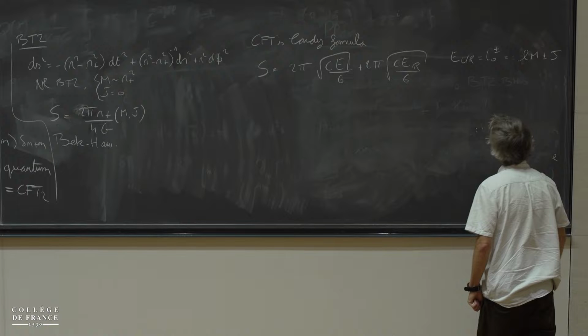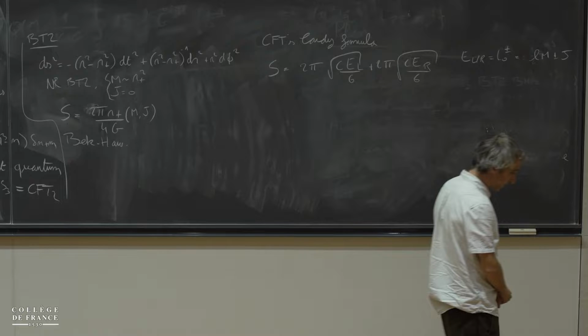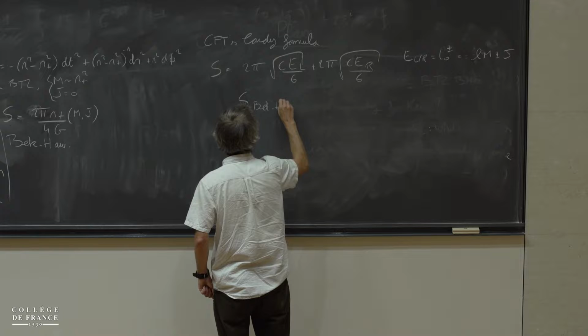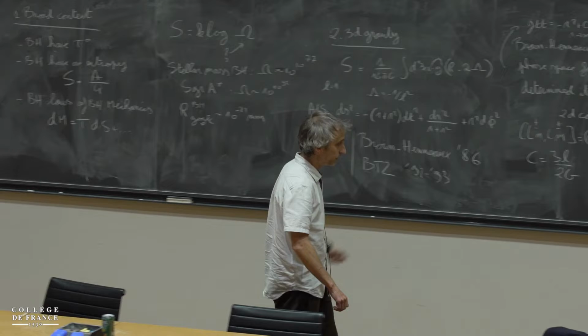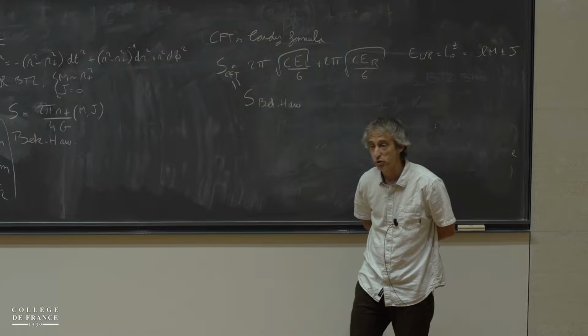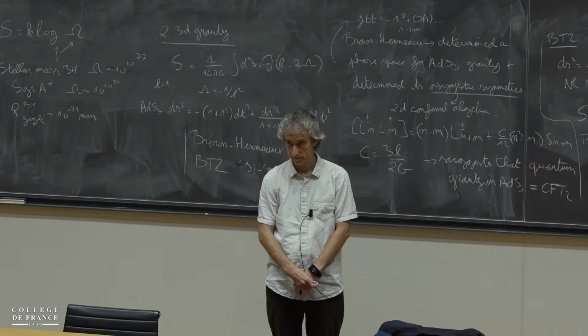If you match this to the BTZ parameters, if you compare the Cardy formula for a 2D CFT to the Bekenstein-Hawking entropy of the 3D black hole, well, you find that they are actually equal. So this means that the Bekenstein-Hawking entropy of a BTZ black hole in 3D gravity is exactly the entropy of, let's say, a hot fluid of interacting particles in a two-dimensional CFT.